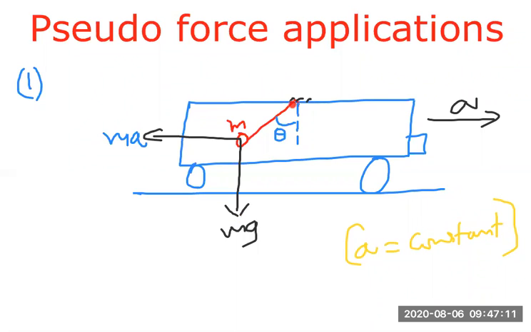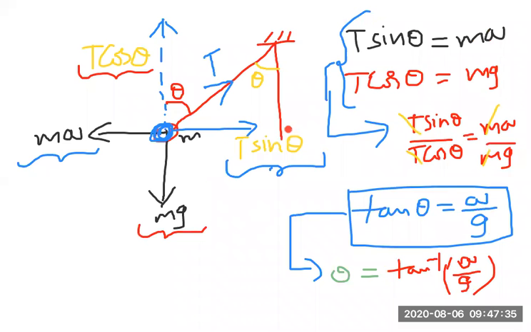In the string, the internal force developed is called tension. It will act towards the point of suspension. This is the angle made with the vertical. The pendulum now is making some angle theta with the vertical. What is this theta value? By this application we resolved into components and made this expression. Finally we got theta is tan inverse A by G.